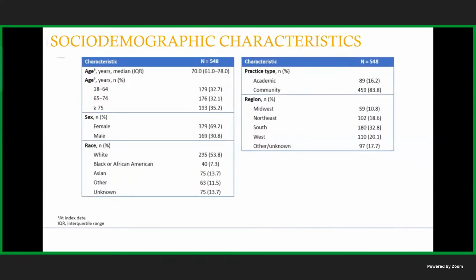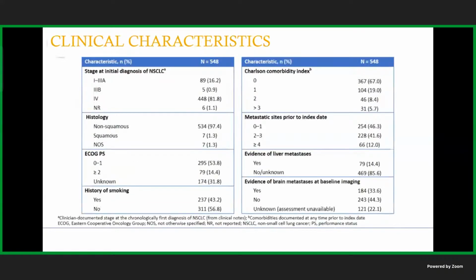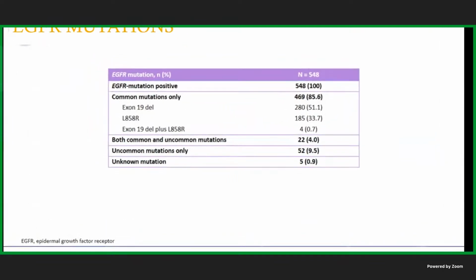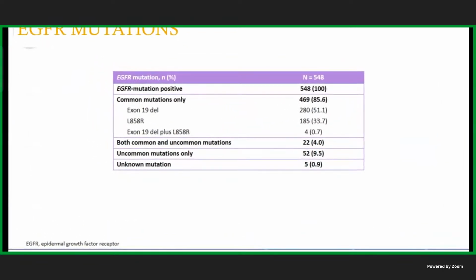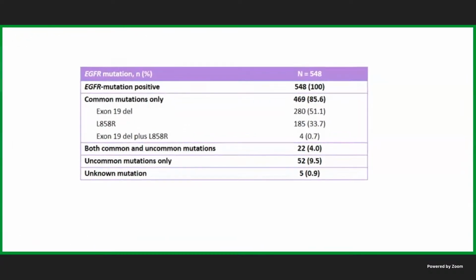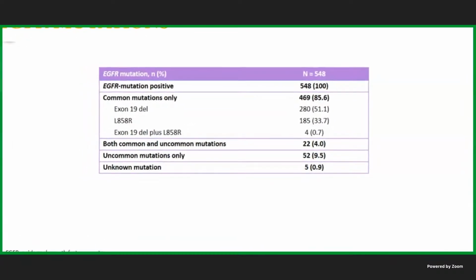This was the socio-demographic characteristics. These were the clinical characteristics. And for the EGFR mutations, exon 19 was present in 51% of patients, L858R in 33.7%, exon 19 deletion plus L858R in 0.7%, both common and uncommon mutations in 4%, and uncommon mutations only in 9.5% of patients.